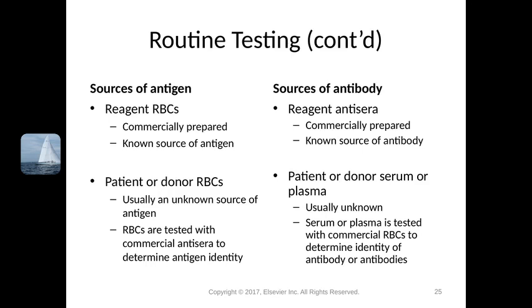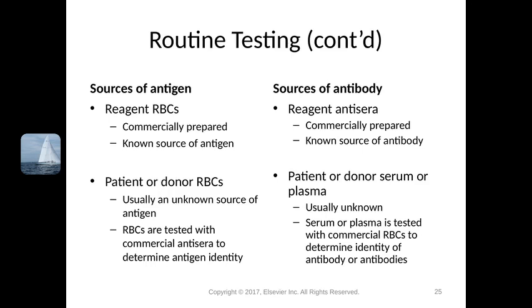Our patient or donor red cells are usually an unknown source of antigen. So we will test these with commercial anti-sera to look for antigen identity. When we look at sources of antibody, we use our reagent anti-sera. Anti means against, remember. These are commercially prepared and they're a known source of antibody. Typical ones are anti-A, anti-B, anti-D. So we're looking for the corresponding antigens. Anti-A is looking for the A antigen.